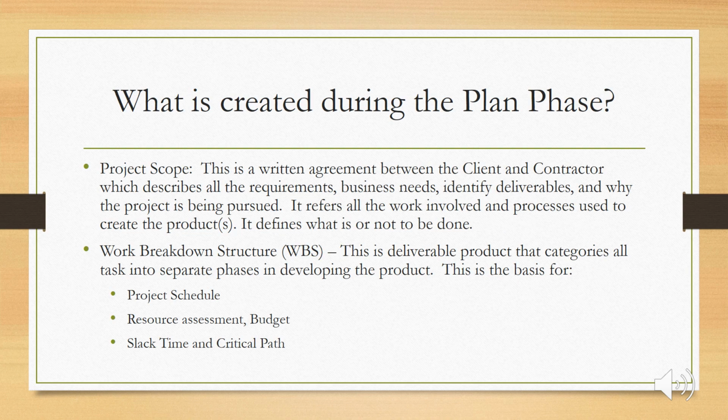So what is created during the plan phase? One of the first things created is the project scope, which is a written agreement between the client and contractor, which describes all the requirements, business needs, deliverables, and the purpose for the project. It refers to all the processes involved in creating the project and defines what is or is not to be done. It also creates a work breakdown structure, and after that, you can create the project schedule, resource assessment, budget, slack time, and critical path.